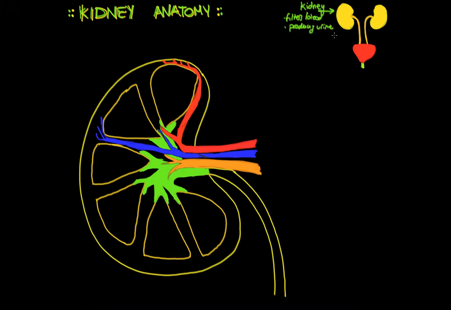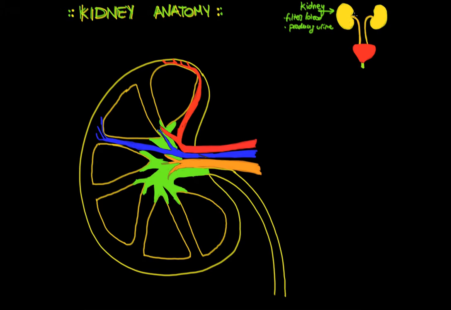There are a few more functions of the kidney, such as the regulation of acid-base balance of the blood. It's also involved in releasing a hormone that produces red blood cells. So there are several more functions to the kidney, and we're going to be exploring those in a later clip. But for today, let's just focus on the anatomy.